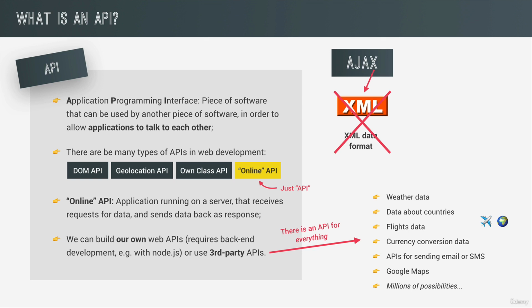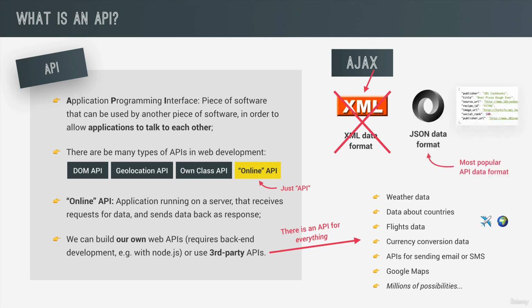So instead, most APIs these days use the JSON data format. So JSON is the most popular data format today because it's basically just a JavaScript object but converted to a string. And so therefore, it's very easy to send across the web and also to use in JavaScript once the data arrives. All right. So now that we know what asynchronous JavaScript is, and also what AJAX and APIs are, let's finally use all this in practice and make our very first AJAX call in the next video.